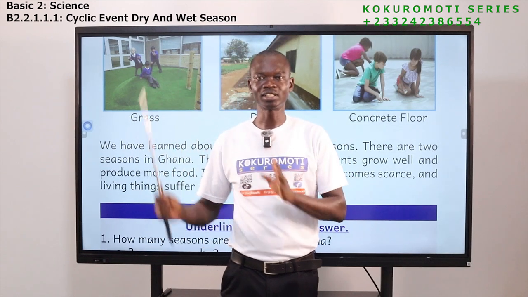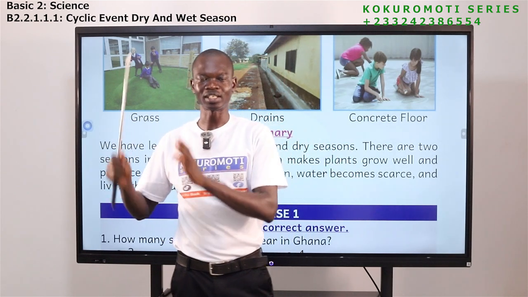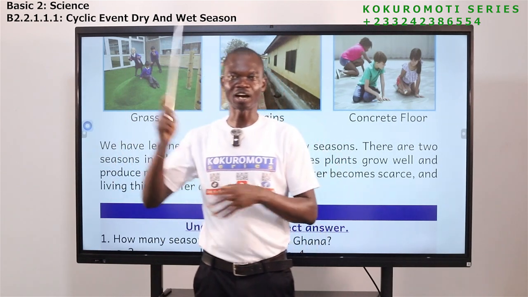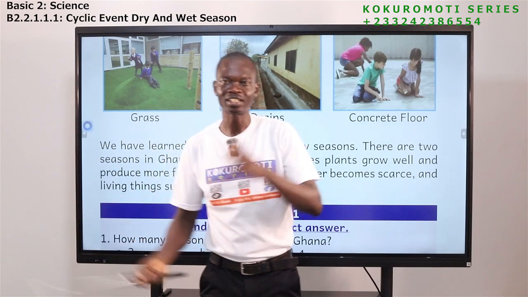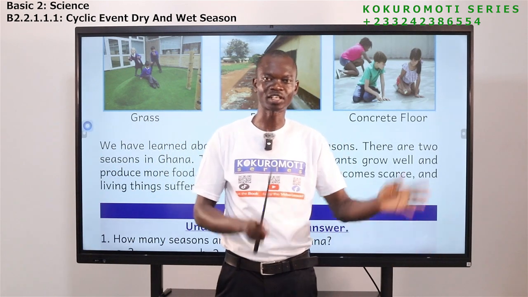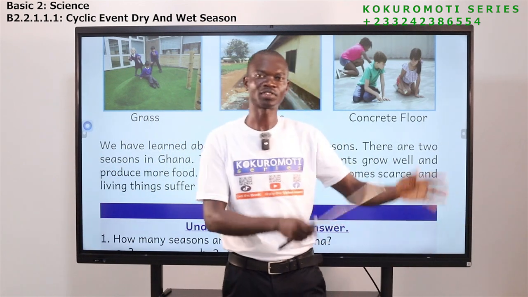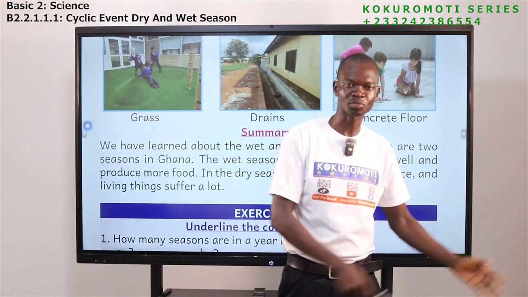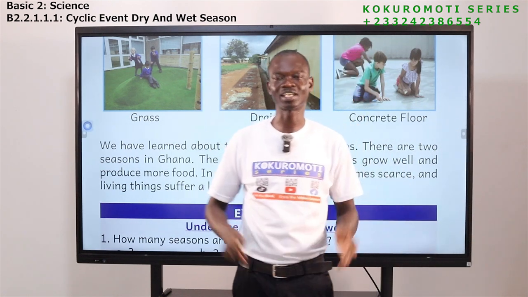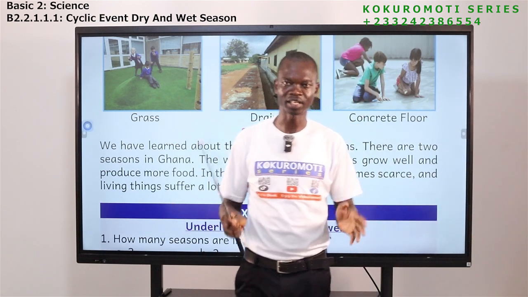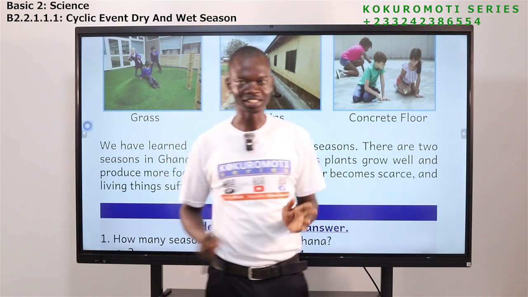And all these things, they happen in what? In a cyclic manner. After the rainy season, the next season is what? Dry season. After the dry season, the rainy season will come. After the rainy season, the dry season will come. So it moves in that direction. That is why we call it what? Cyclic events. I believe you have enjoyed today's lesson.